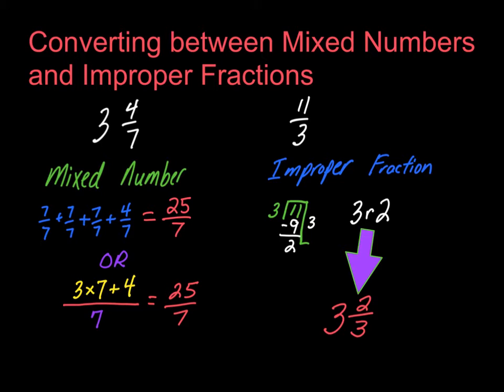There's a little bit quicker way to do that, and that is by taking the 7 and the 3, multiplying them, and then adding the 4. Again, we get the 25/7.